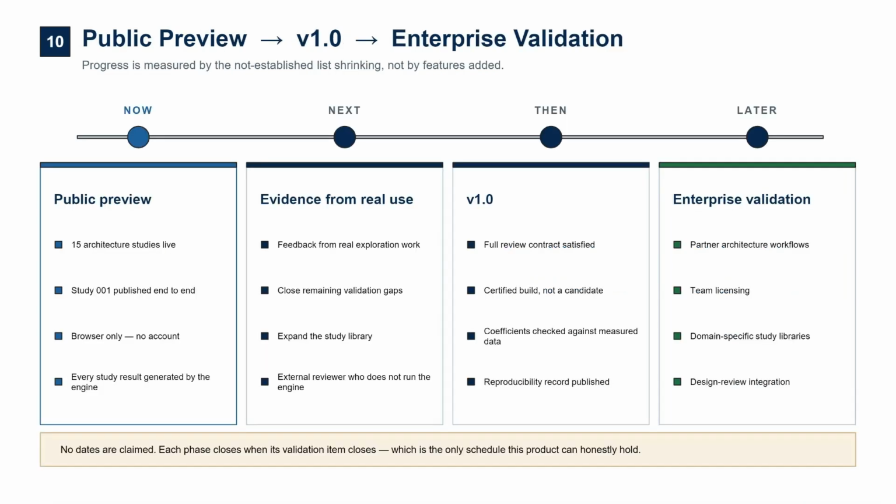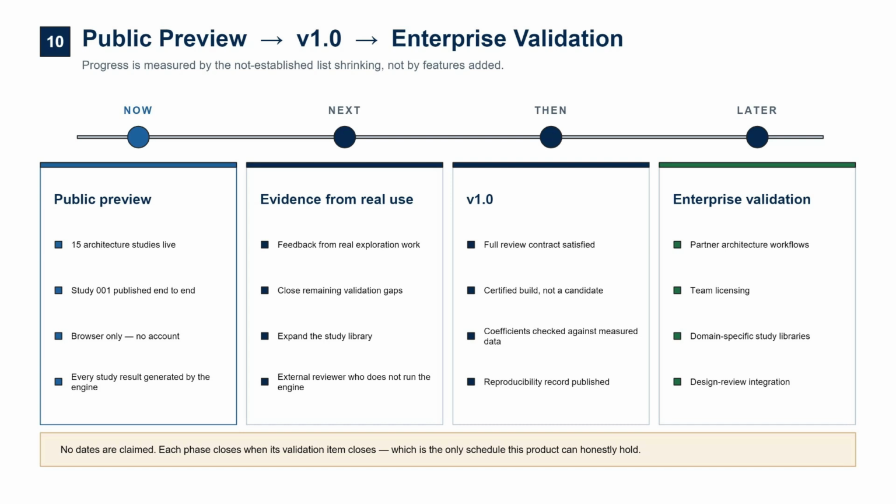The roadmap is deliberately validation-driven rather than feature-driven. Today, the public preview provides 15 live architecture studies and a browser-based workflow. The next phase focuses on evidence from real use, observing how engineers use the platform, incorporating feedback from real exploration work, closing the remaining validation gaps, and expanding the study library. Version 1.0 is reached only when the defined review requirements are satisfied, coefficients have been checked against measured data, and the reproducibility record is ready.